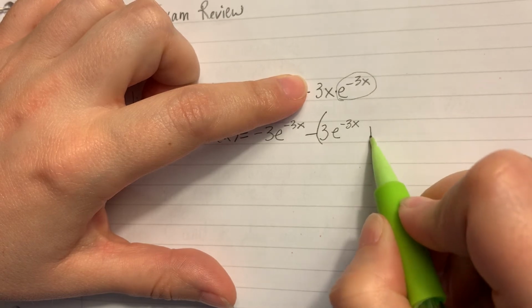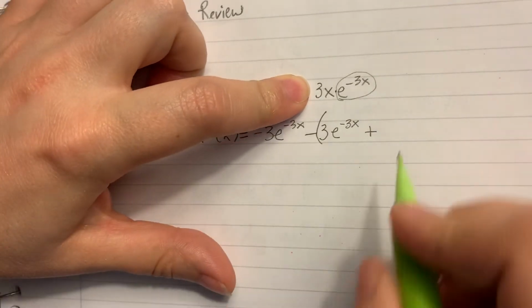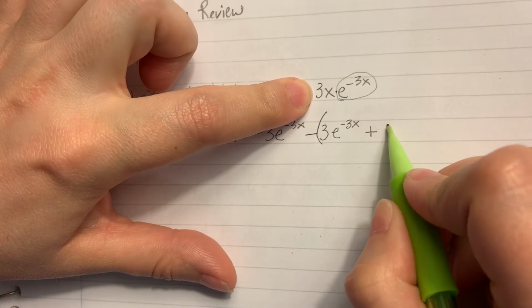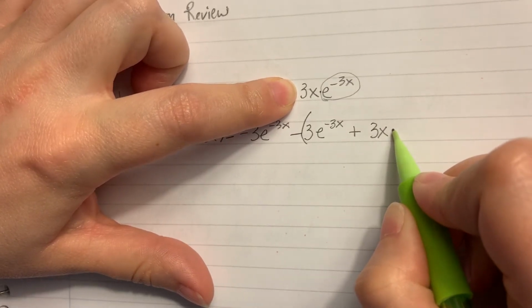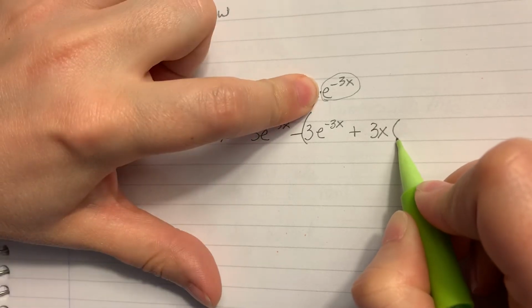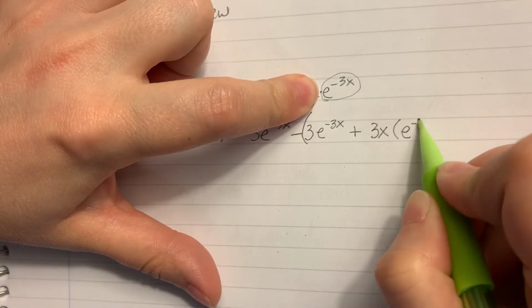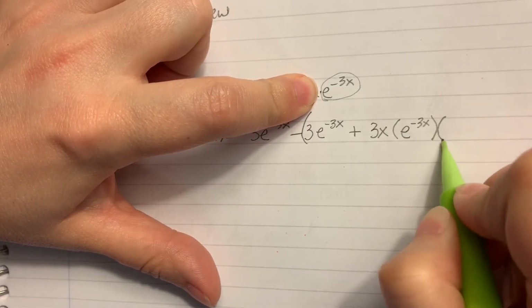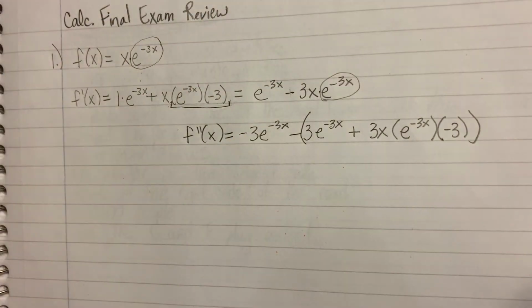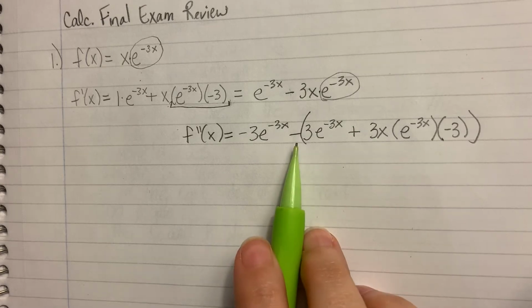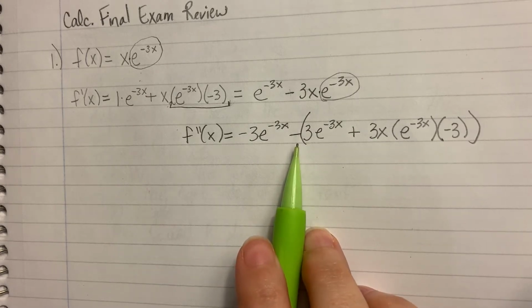And then plus the derivative of the other one. So I'm going to leave my 3x alone, and I'm going to take it times the derivative of this. That's my chain rule. So e to the negative 3x times negative 3. So I just need to be careful with that sign, and I think I may have messed that up in my original problem. So I'll look at that.